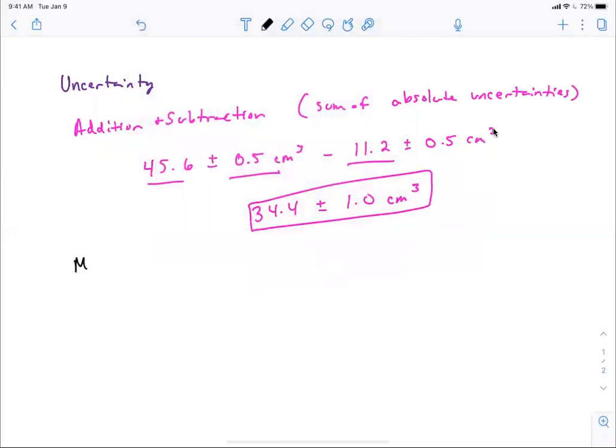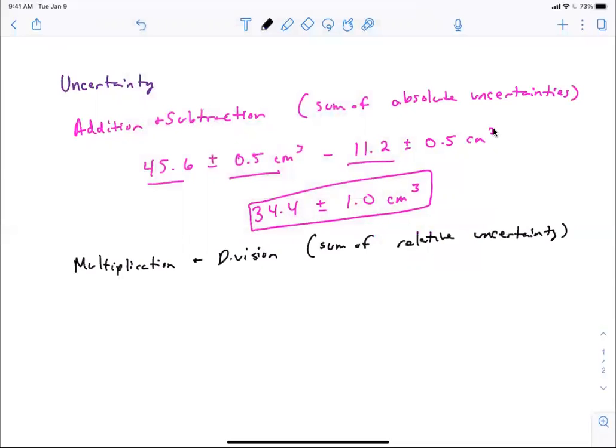Whereas with multiplication and division, you go by the sum of relative uncertainty. Because now you're dealing with different units and you're going to end up with a different unit in your overall answer. And so these uncertainties don't necessarily equate to each other. And so you have to find the relative uncertainty and add them up.